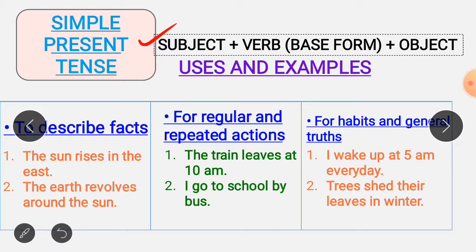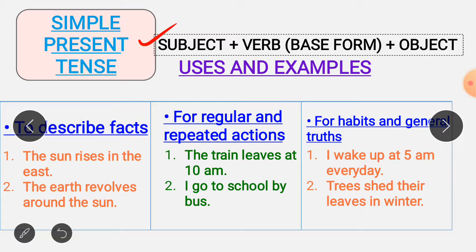The first one is to describe facts. For example, the sun rises in the east. The earth revolves around the sun. In this one, the verbs rises and revolves are both in the base form, and both of them are describing a fact. A fact is something that cannot be changed, and it's going to stay the same.